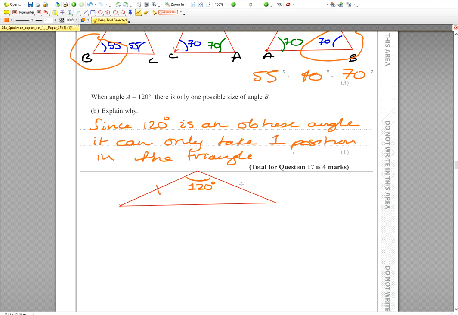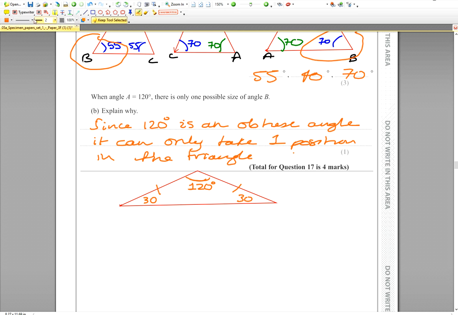Okay, so then these two would be the equal ones. So they'd be each, label 120. They'll be 30 each, is that right? Yeah. Since 120 is an obtuse angle, it can only take one position in the triangle. That's why you can only get one. Okay. Jojo, label 120.